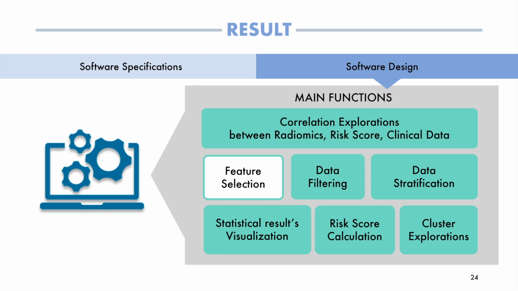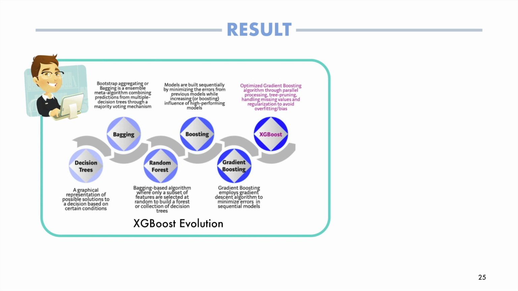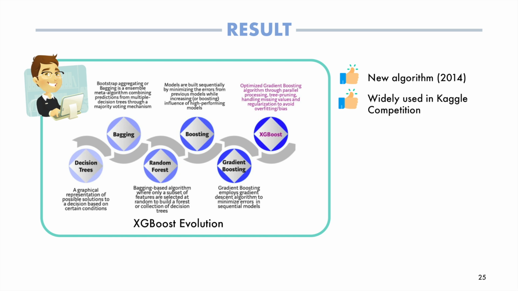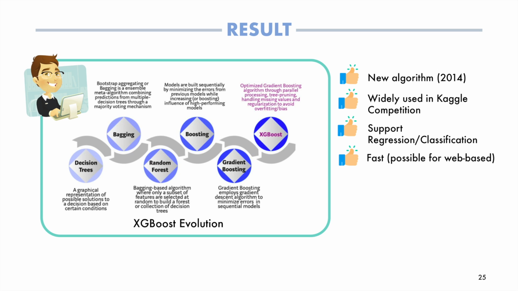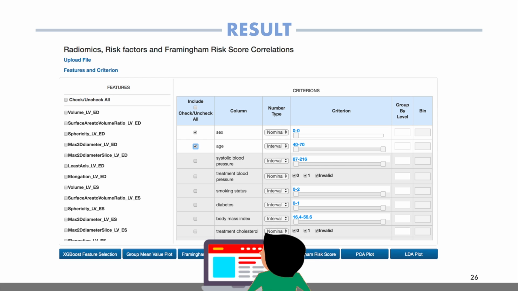Feature selection. The feature selection was implemented by using the XGBoost algorithm. Why? Because XGBoost is a new algorithm widely used in calculus computation. It supports regression and classification. It's fast, so it's possible for web-based use, with regularization to control overfitting and stable results. How to use the XGBoost feature selection function.